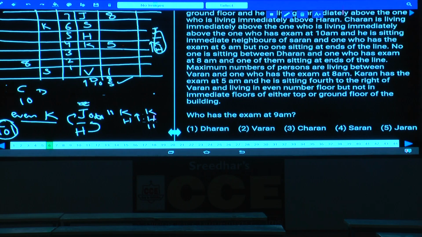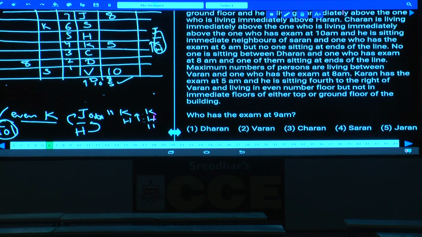Then tell me who is 10 hours here? V is 10 hours. Both C as well as D are above these 10 hours, and this V must be 10 hours. If V is 10 hours, then D is immediately above these 10 hours, so D must be here. If D is here, then C is the person left over. What is the final arrangement here? JS, HK, CDV. This is the information we have.